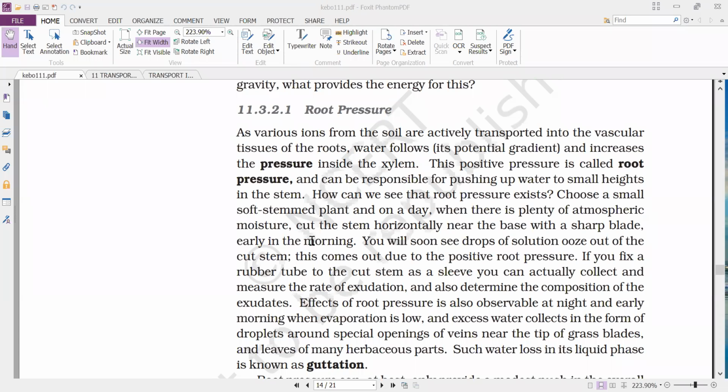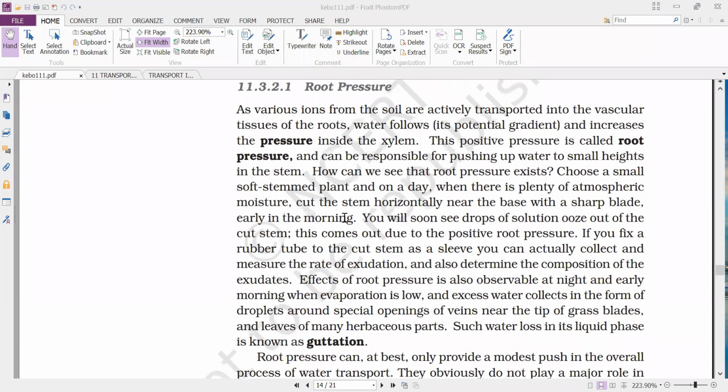And next, how can we demonstrate the root pressure? Can we demonstrate it? Yes, we can demonstrate the root pressure. How can we demonstrate the root pressure?